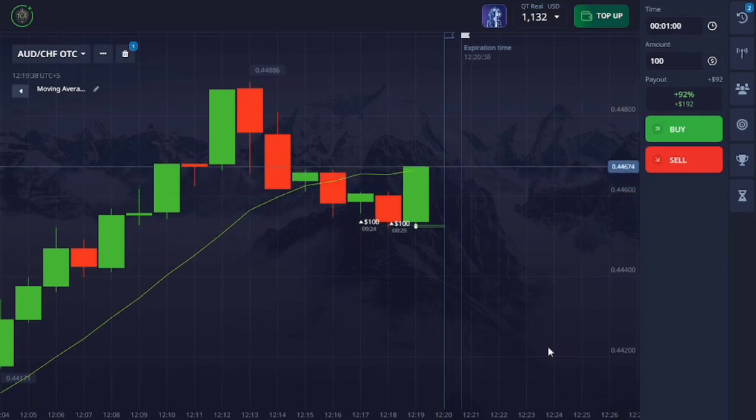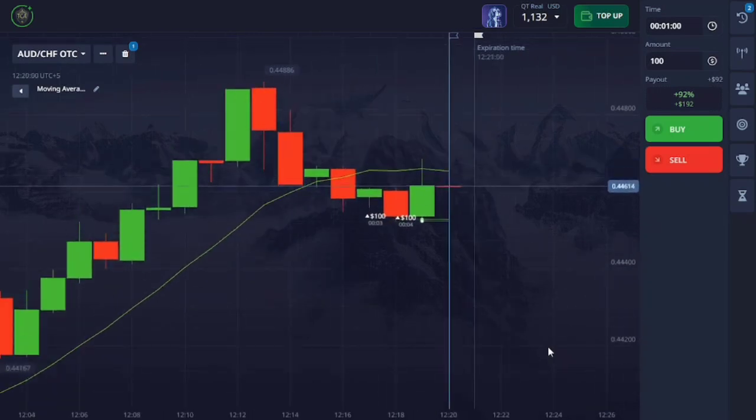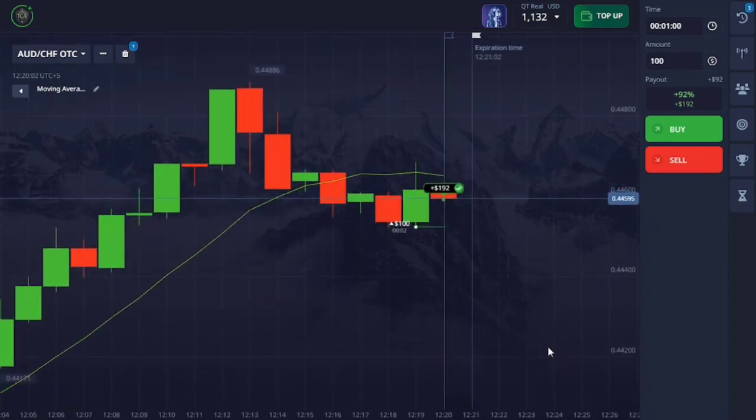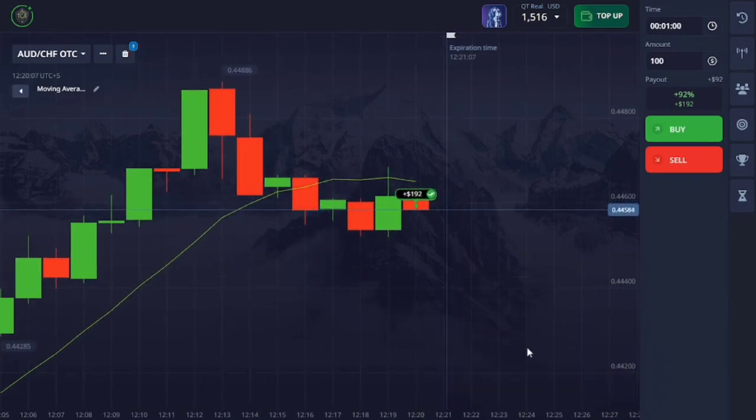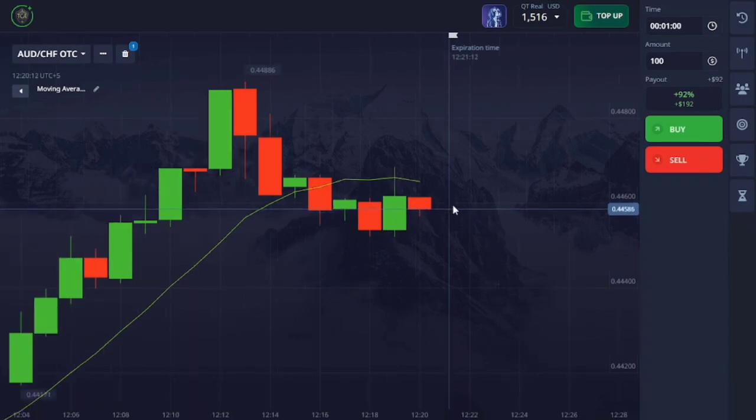Friends, my experience with Pocket Option Broker is also very good, and if you have knowledge, you can trade in any broker. In this way, our trade has become a win in the best way. For the next trade, we will wait a little and analyze the market.